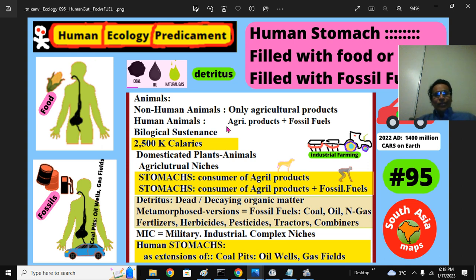Historically, before the invention of industrial farming, humans depended on agricultural products, both human animals and non-human animals. Animals only depended on agricultural products, chimpanzees or monkeys and giant pandas and so on. And humans predominantly eat agricultural products, and also indirectly the prey, like killing a deer or something like that. Essentially byproducts of agricultural sustenance.